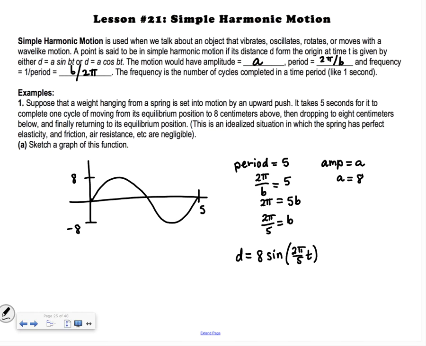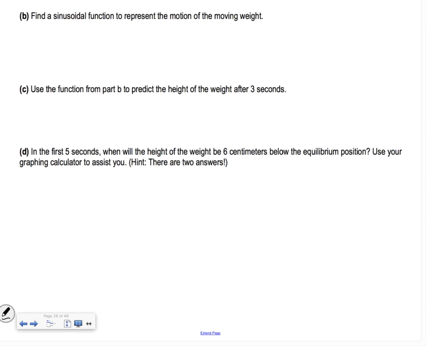Now on MyMathLab or anything that you do with these types of things, I'm going to guess that instead of d and t, they would have you put an x and y. So I'm going to go ahead and do that. So it would look like that. So this would be the x-axis and the y-axis. Okay, so we have y equals 8 times sine of 2 pi over 5 x. So that's going to be our equation.